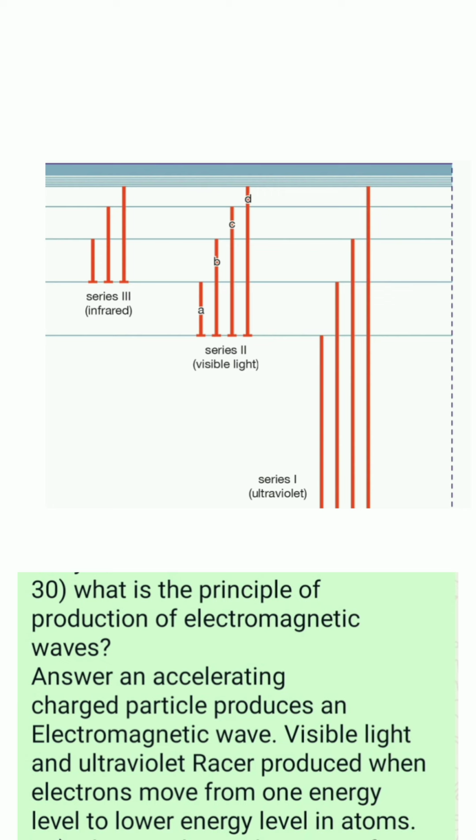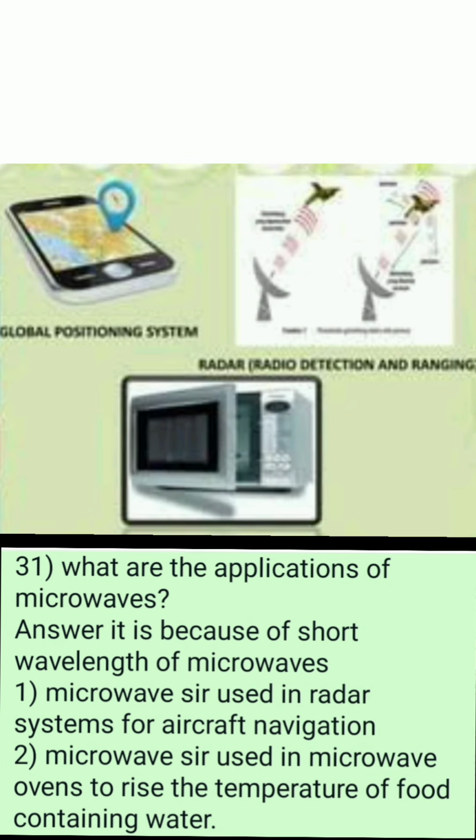32. What are the applications of microwaves? Answer: It is because of the short wavelength of microwaves. 1. Microwaves are used in radar systems for aircraft navigation. 2. Microwaves are used in microwave ovens to raise the temperature of food containing water. 3. They are used in speed guns to time fast balls, automobiles, etc.